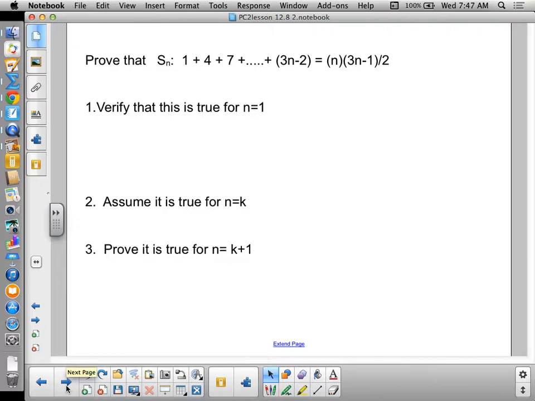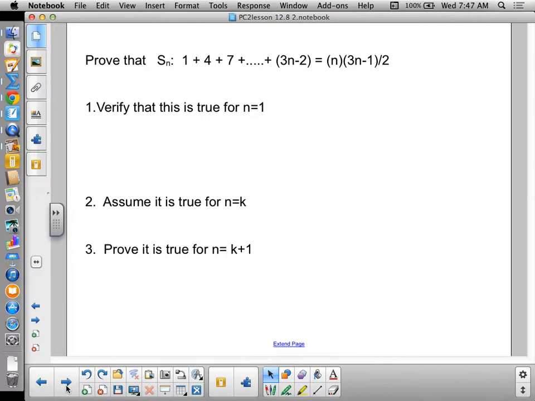It says prove that the sum, and this is actually an arithmetic one, so it's not so bad, for 1 plus 4 plus 7 plus etc., plus the terms of the sequence defined by the formula 3n minus 2, equals n times (3n minus 1) divided by 2. Okay? So that is what we're going to try to prove. We're going to try to prove that that formula is valid.